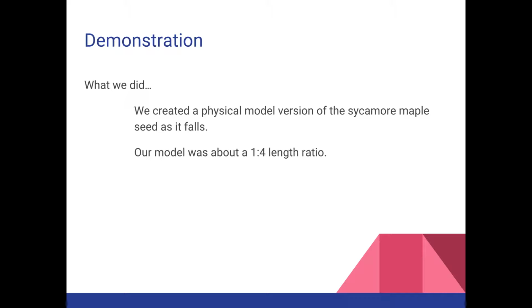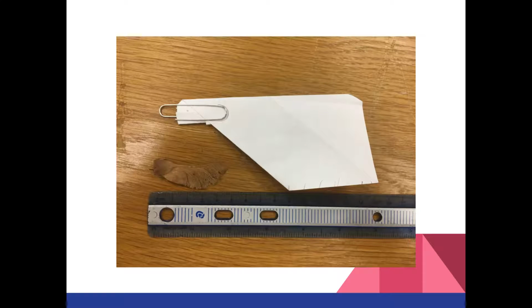Part of our lab as well was that we wanted to demonstrate or recreate this with a model. So we built a model out of simple supplies like paper and a paper clip, and we were able to reproduce these results. Here you can see our scaled model. It's about a 1:4 scale in length and width from our prototype. As can be seen here, we compared our seedling as it falls with how our model fell and reproduced those results.